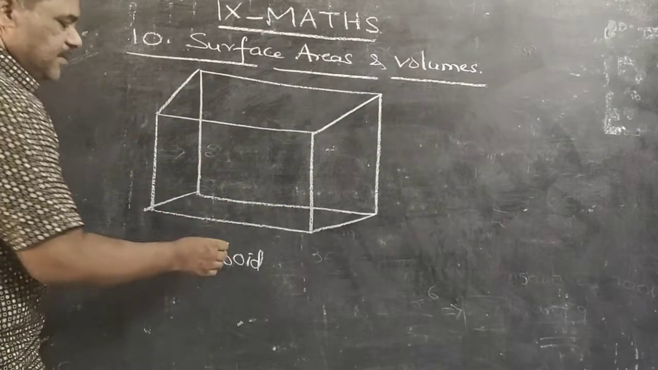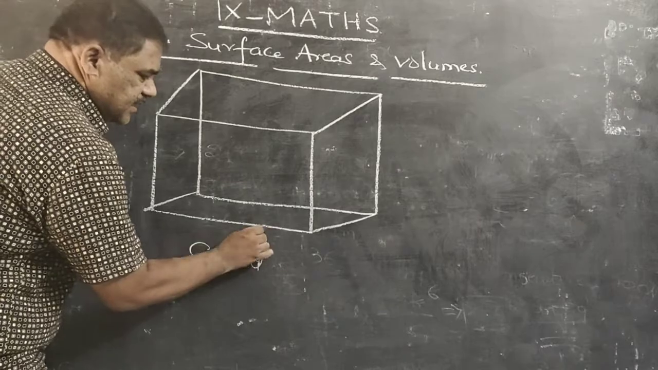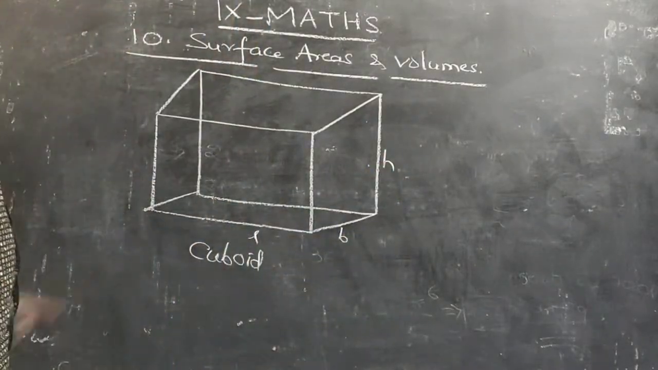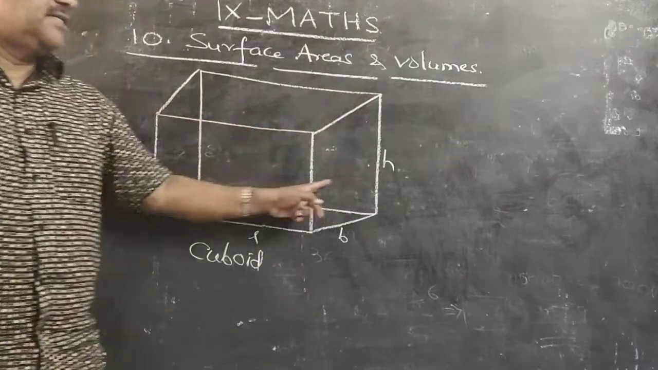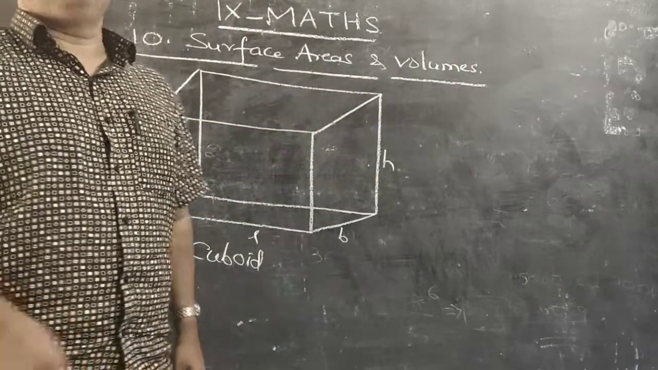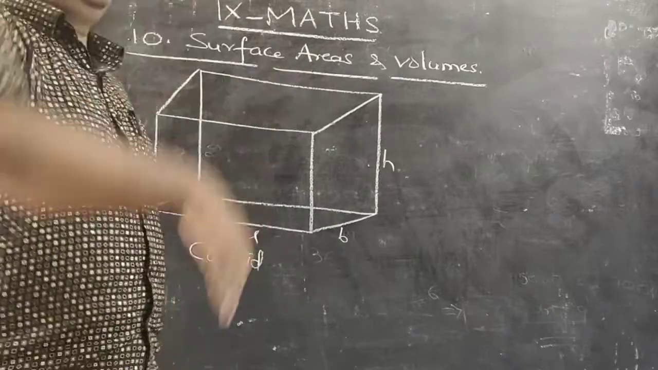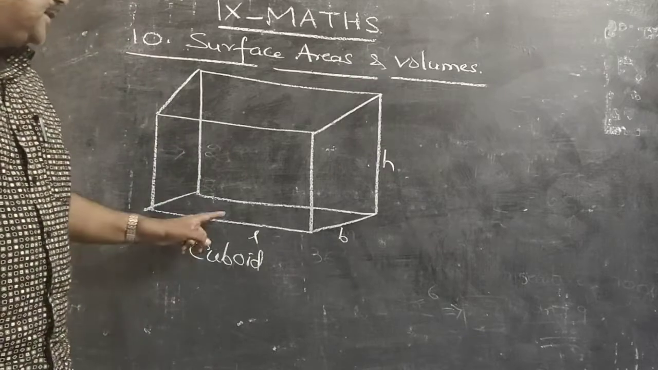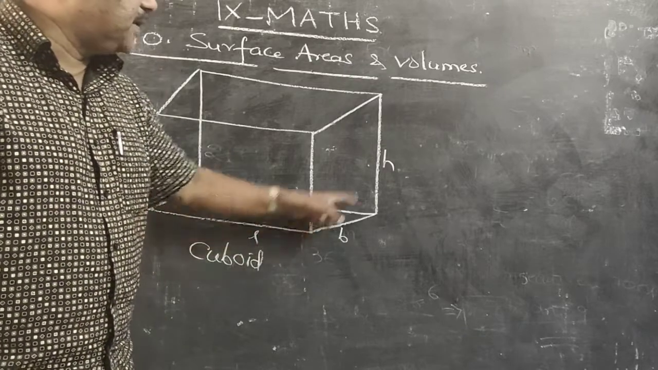And it has 3 dimensions. One is known as length, this is called breadth, and this is called height. This cuboid has 6 faces. This top is 1 face, ground floor second face, third, 4, 5, 6. So 6 faces are there and 3 dimensions are there: length, breadth, height.